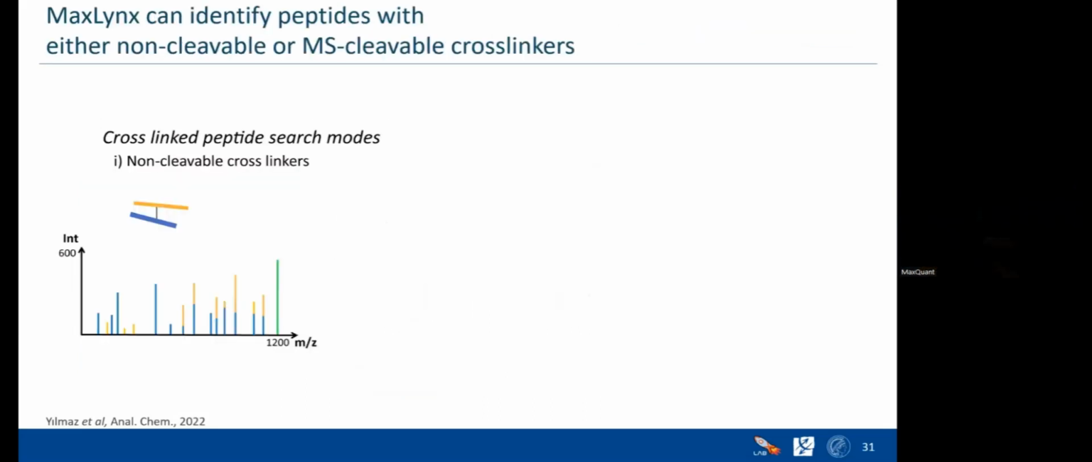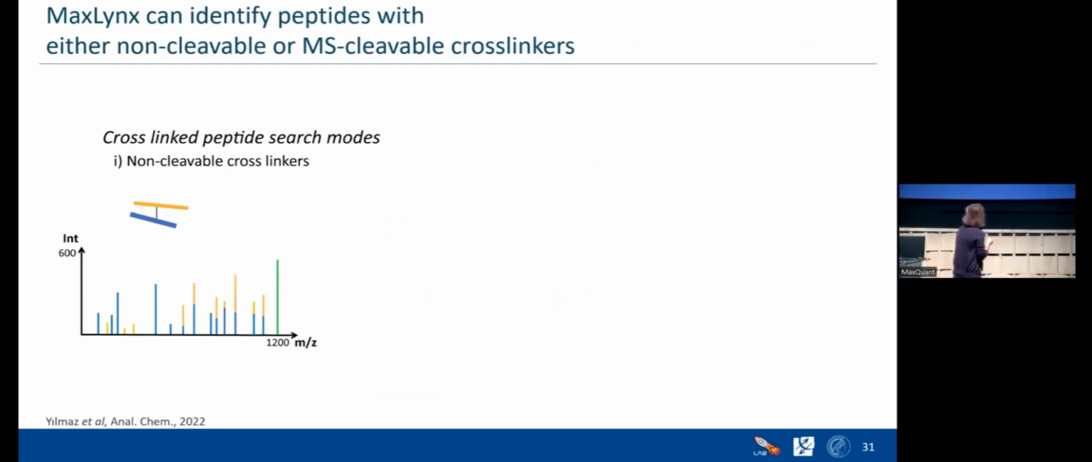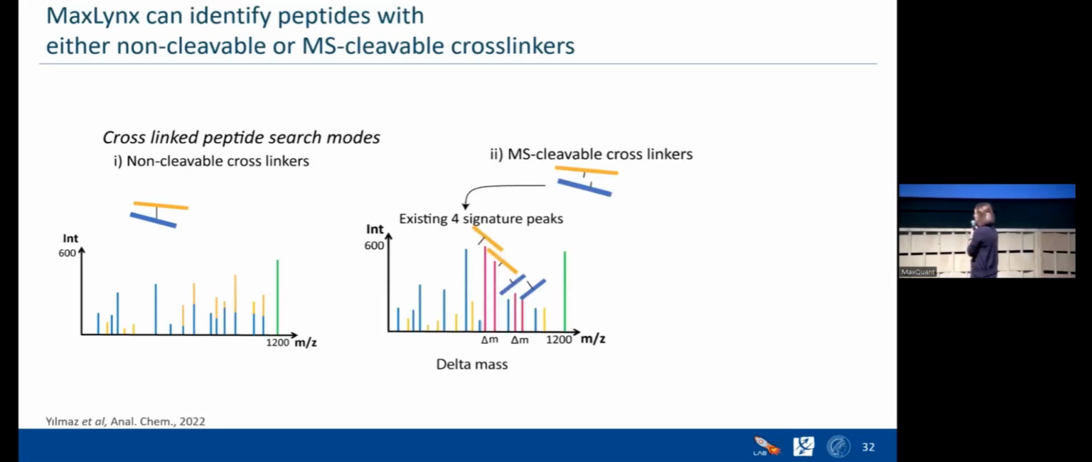So MaxLynx is able to do two search modes. One of them is non-cleavable, and here is the representation of it. We have a non-cleavable cross-linker, and the fragment ions might come from only this part, they are blue, or maybe only some yellow, and they are here. But maybe the fragmentation only happened here, so I have this entire crosslink plus two peptides. So we can do the non-cleavable cross-linker, and we can also do the MS cleavable.